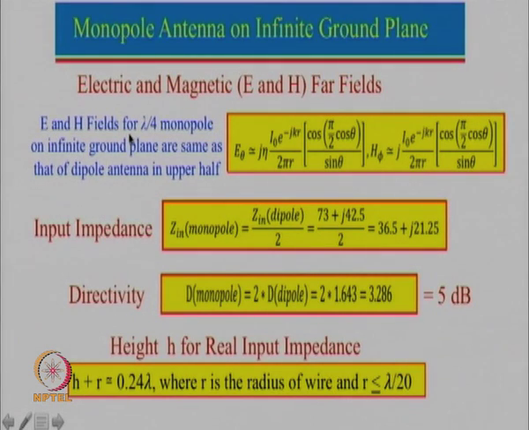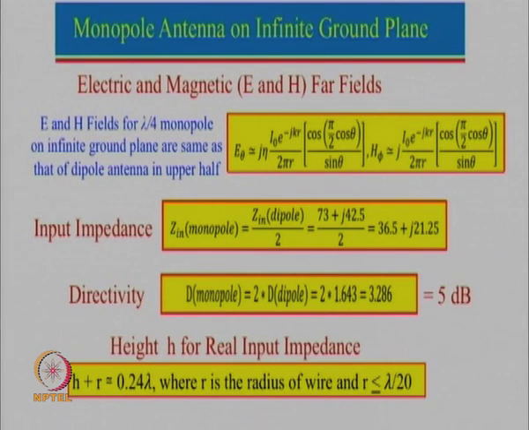So the E and H fields for a lambda by 4 monopole on an infinite ground plane are exactly the same as for the dipole antenna, but only in the upper half, because below there is an infinite ground plane, so there will be no radiation. The E field and H field equations which were valid for the dipole antenna are exactly valid for the lambda by 4 monopole antenna also. But now that the total length is reduced by half and there is a symmetry with respect to the ground plane, the input impedance of a monopole antenna is half that of the dipole antenna.